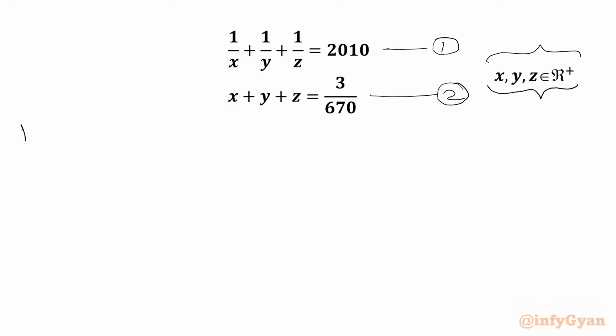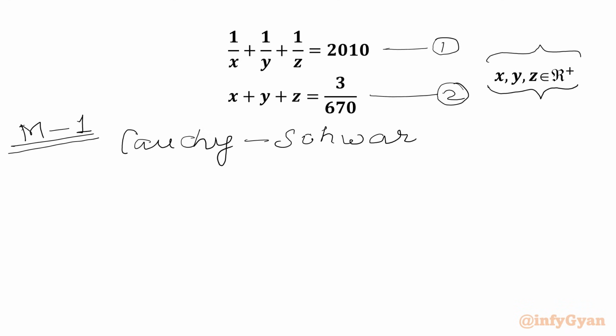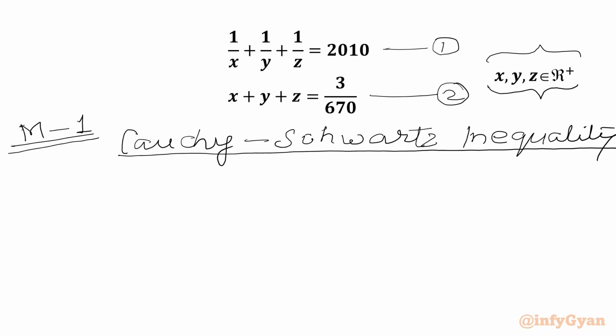I will be solving this question in 3 ways. So let me write here method number 1. Here we are going to use Cauchy-Schwarz inequality. Here we have x, y, z positive reals.